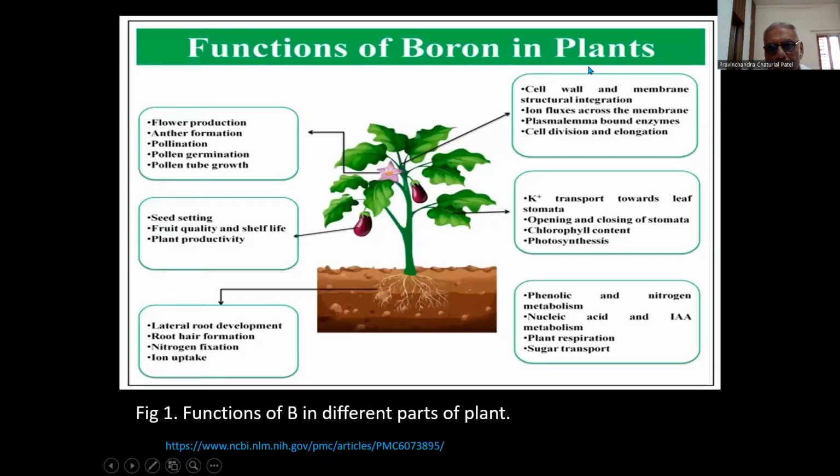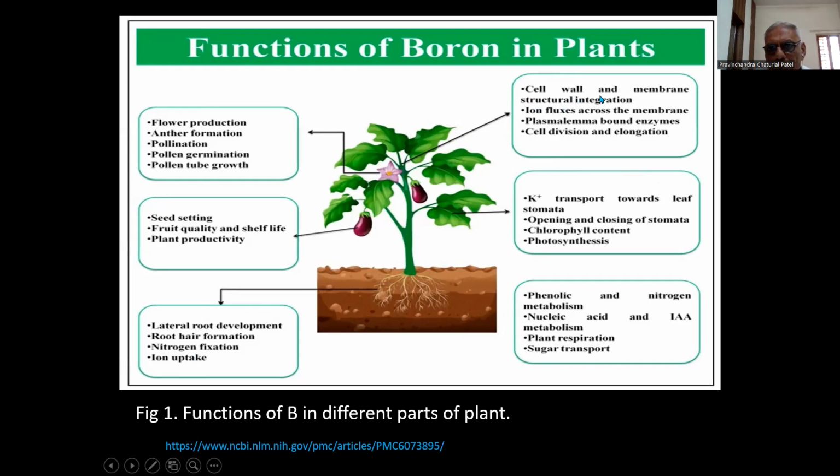Then the function of boron in plants. Flower production, anther formation, pollination, pollen germination, pollen tube growth. So it is used for the reproductive processes. Then seed setting is also important, as are fruit quality and shelf life, and plant productivity. Lateral root development is also important, along with root hair formation, nitrogen fixation, and ion uptake.